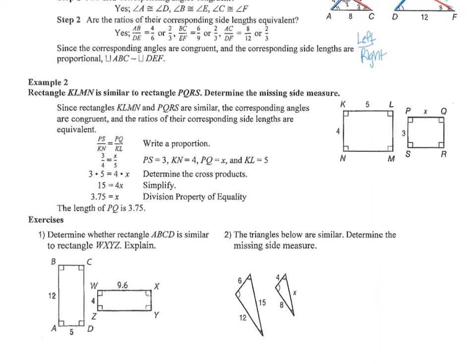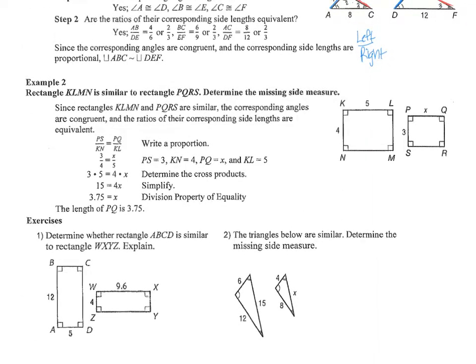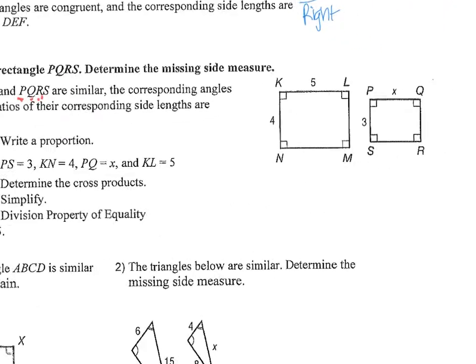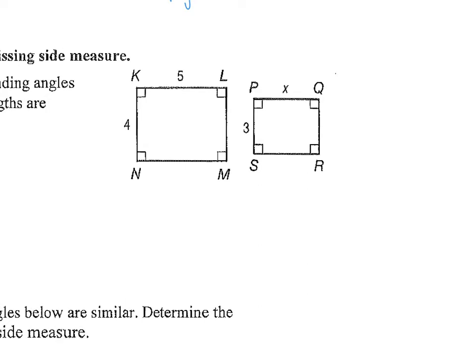So let's look at our second example. It says rectangle KLMN is similar to rectangle PQRS. Determine the missing side measure. One reason they give it to you as KLMN is so you know that these are in the same order: K corresponds to P, L to Q, M to R, N to S. So the corresponding angles are congruent and the ratios of their corresponding side lengths are equivalent. So we need to write a proportion. It works it out for you, but we'll zoom in and work it out over here.